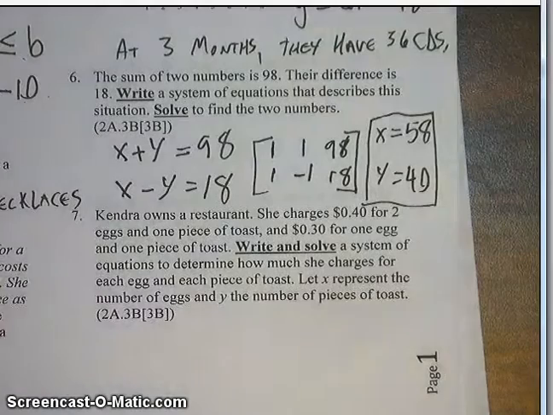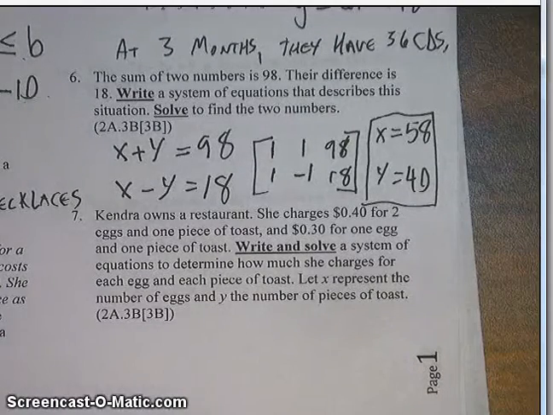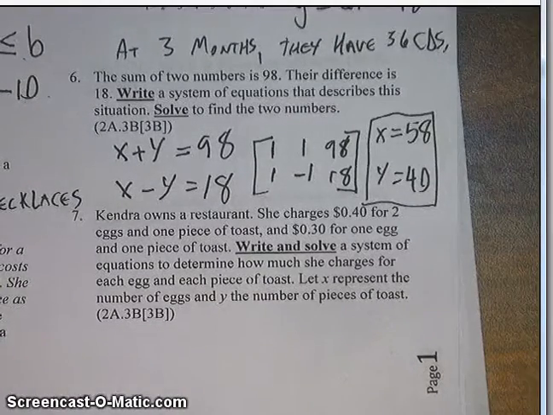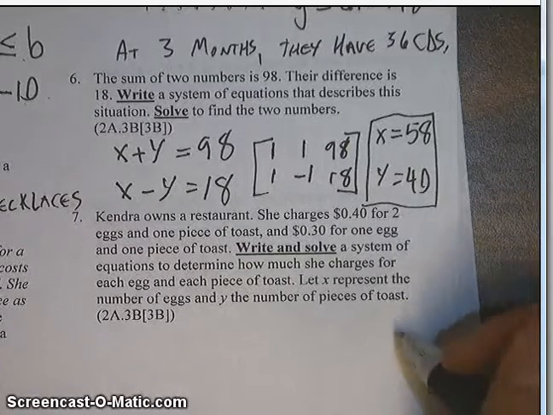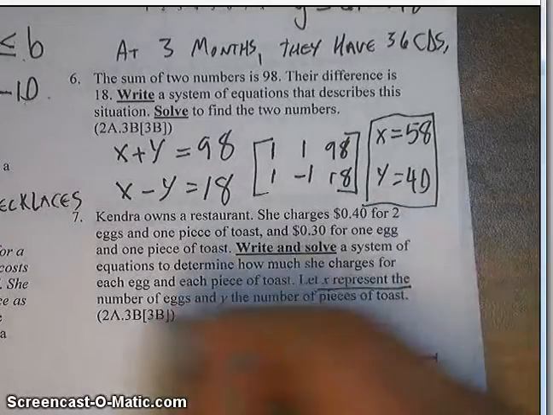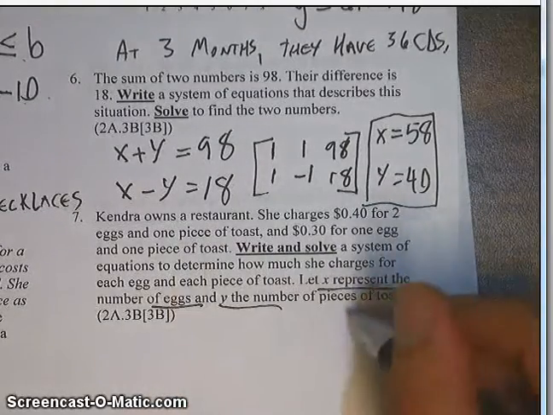Okay, moving on. Kendra owns a restaurant. She charges 40 cents for 2 eggs and 1 piece of toast, and 30 cents for 1 egg and 1 piece of toast. Write and solve a system of equations to determine how much she charges for each egg and each piece of toast. Let x represent the number of eggs and y represent the number of pieces of toast. X represents eggs, y represents toast.